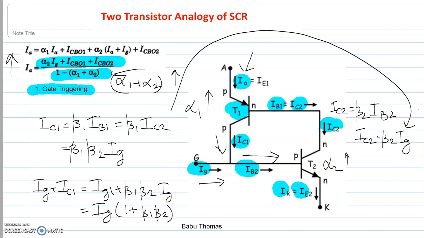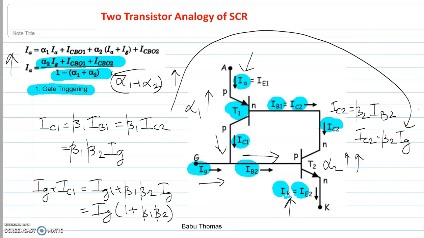And so this will again result in an increase in the emitter current IE2, that is nothing but your cathode current. So alpha 2 again increases. As alpha 2 has increased, a regenerative action is going to happen. Now we will see how the regenerative action is happening.